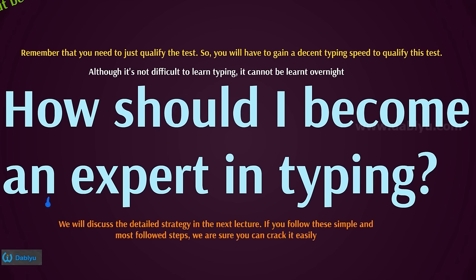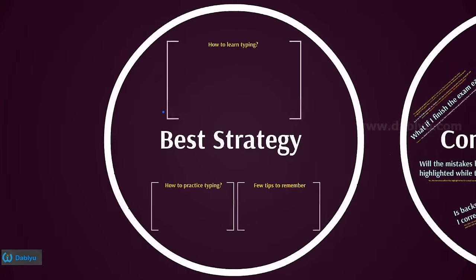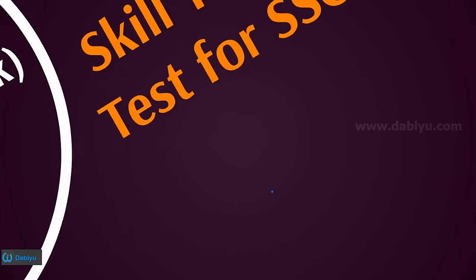Okay, and in the next lecture, we'll discuss a detailed strategy: how to start learning typing, how to practice typing, how to become an expert, how to gain that enough decent typing speed. All this we'll cover in the next lecture, and we are sure if you follow it, you can crack it easily. So these are the most common doubts which we found will be many people's common doubts. But if you have any other extra doubts, you can always ask in the comment section. Anyone who knows it will answer, or else we'll answer it. Okay. So that's it for this lecture. In the next lecture, we'll look at the best strategy on how to learn typing, how to practice typing, and a few tips to remember.